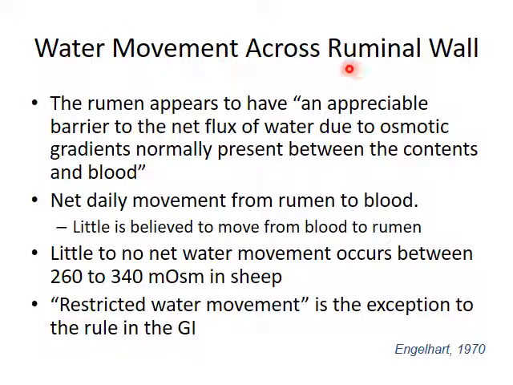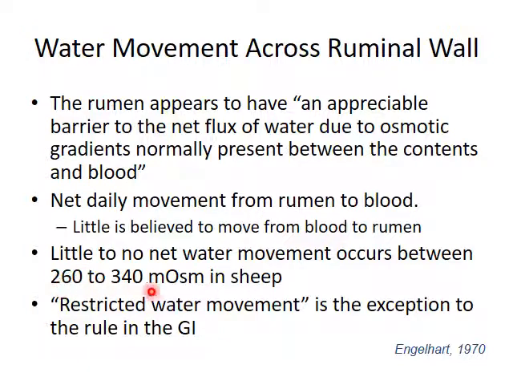So if we think about the movement of water across the rumen, we talked about water following solute, but not in the rumen. The rumen appears to have an appreciable barrier to net flux of water due to osmotic gradients normally present between the contents and the blood. So the epithelial lining is an appreciable barrier to water movement. Net daily movement, and this is in sheep, is thought to be from the rumen to the blood, but not a lot. Very little is believed to go from the blood to the rumen because that would be against the concentration gradient, and that's probably not going to happen.